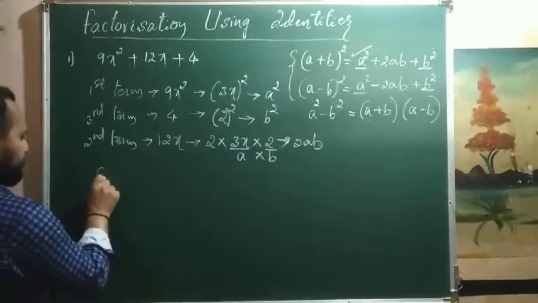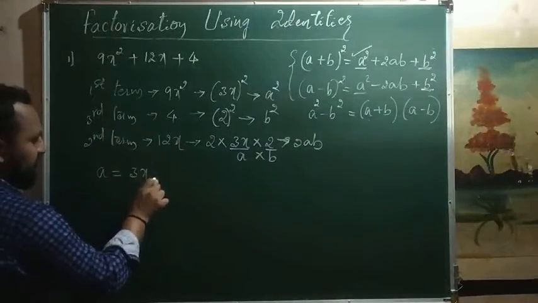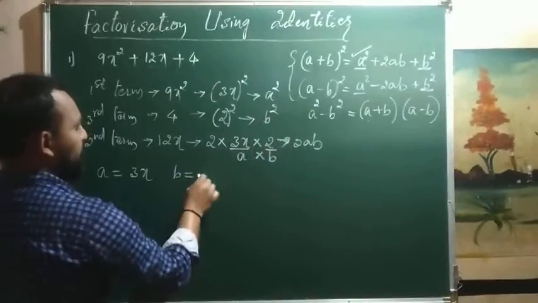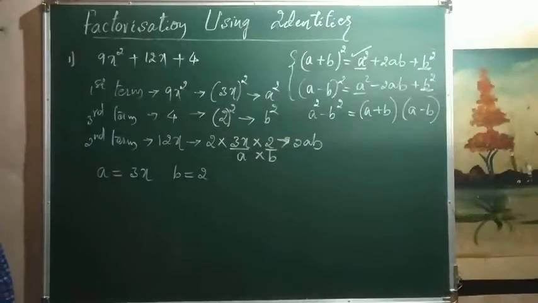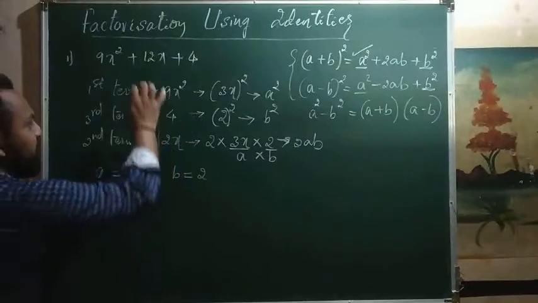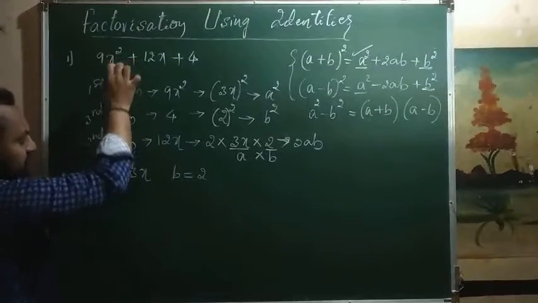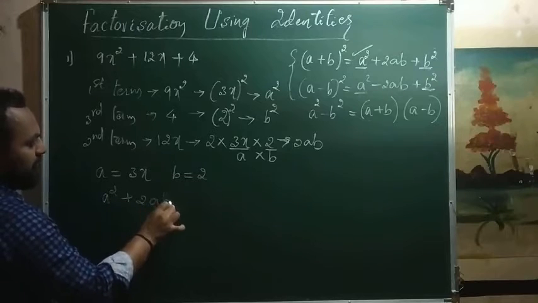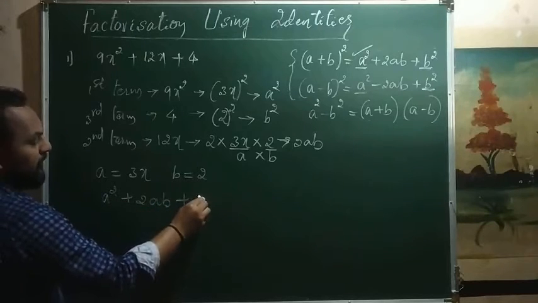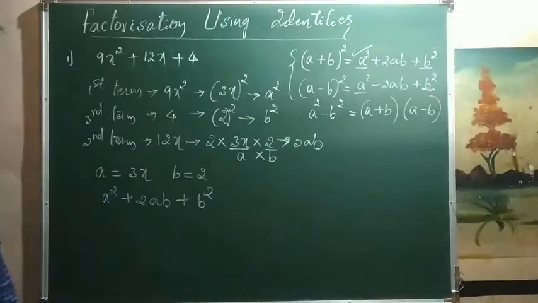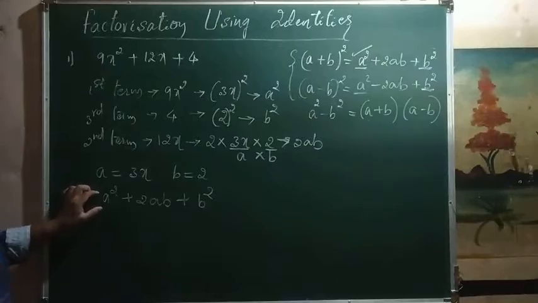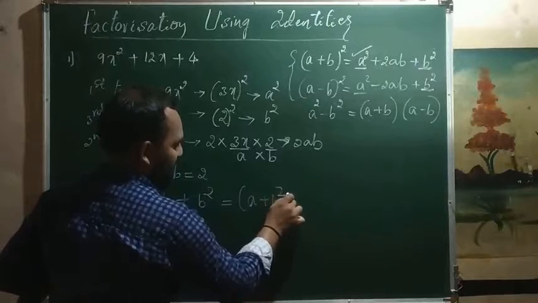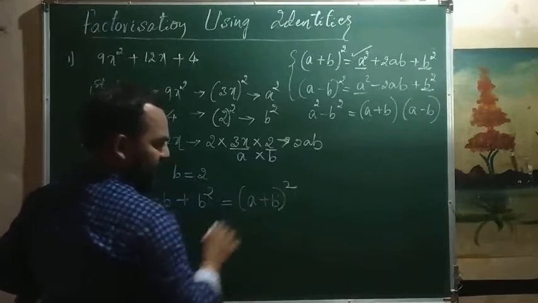Okay. Here a is equal to 3x and b is equal to, what is b? B is 2. Then this is in the form of a square plus 2ab plus b square, and it can be written as a plus b whole square.